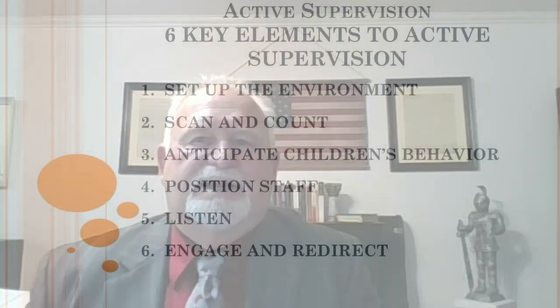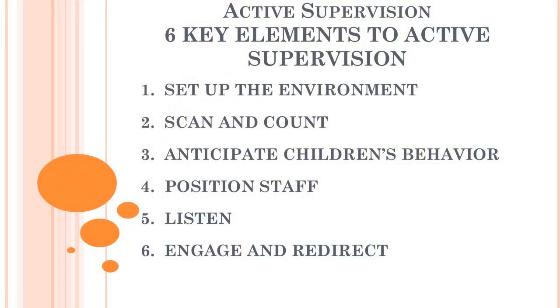So these are the 6 elements, or the key elements, of active supervision. We're going to walk through what each of them mean, but let's just review real quick what they are. Setting up the environment, setting things around you. Also, to scan and count, we'll explain that more thoroughly as well. Anticipate children's behavior, position staff, listen, engage, and redirect. Those are the 6 items. So let's just walk through what each of them mean to you as a bus driver or a monitor on a bus. The first one, set up the environment.